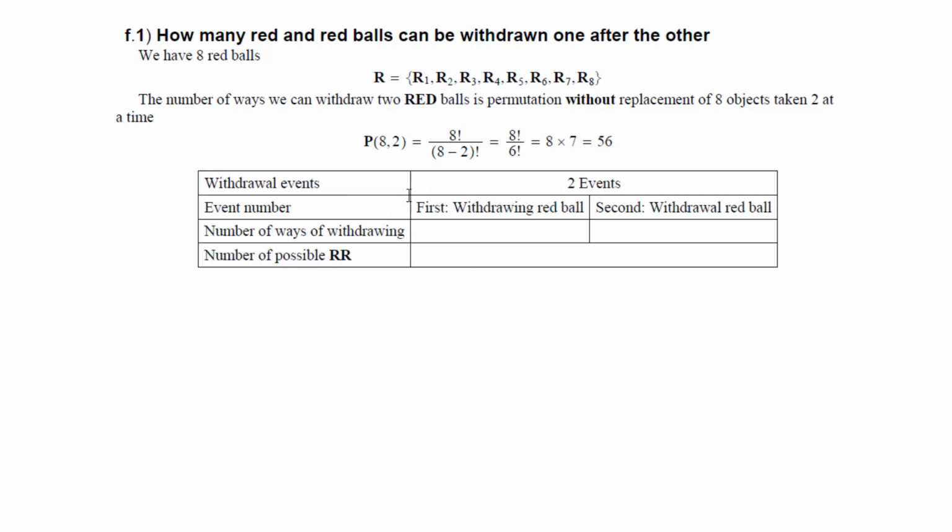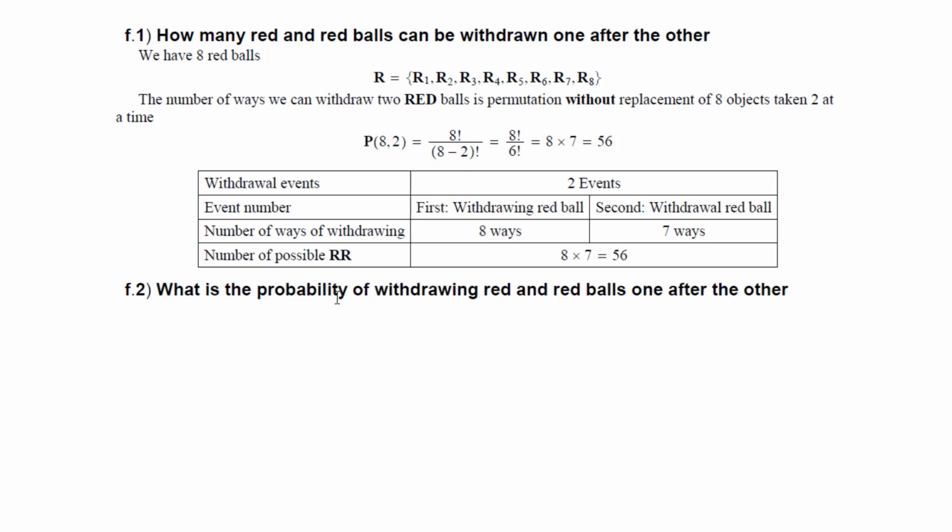Or we can use the event table. So here the first event is withdrawing a red ball, and the second event is withdrawing the second red ball. For the first event, the number of ways this event can happen is 8, and for the second event, the number of ways this event can happen is 7. We multiply them together and we get 56.